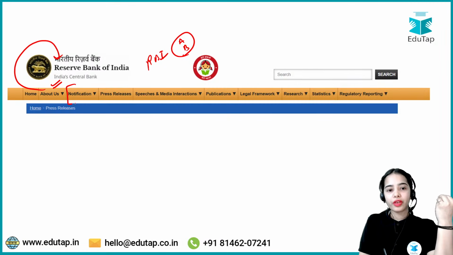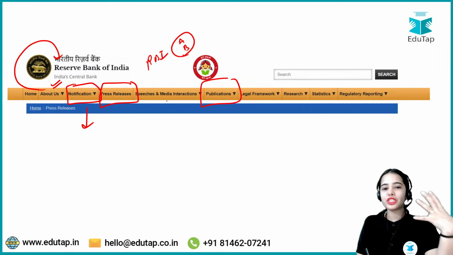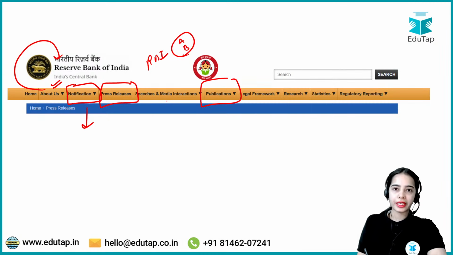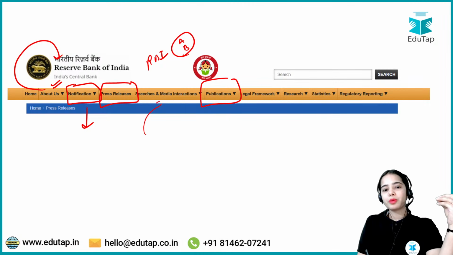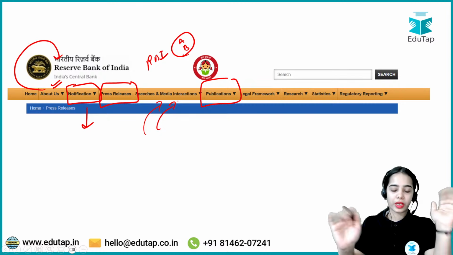Okay, notifications are important from the exam perspective, press releases are important, publications are important. You can go through the speeches and media interaction. If you are reading the editorials, then reading the speeches and media interaction will also improve your answer writing. This is regarding what is important.